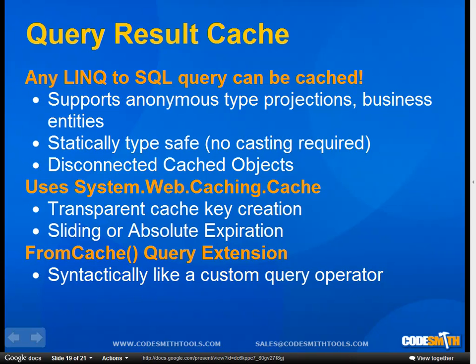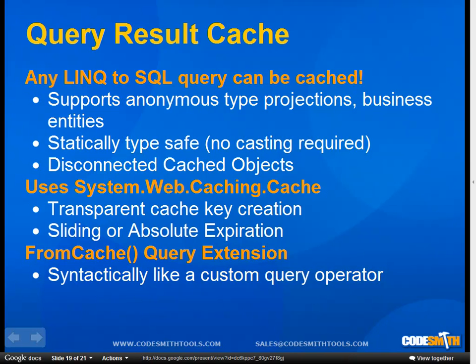Along with the cache key management, you get sliding and absolute expiration. This is given to you by the cache class as well. The fun thing about the from cache query extension is that it works within the query extensions that you're used to using, composing the Linq to SQL queries.